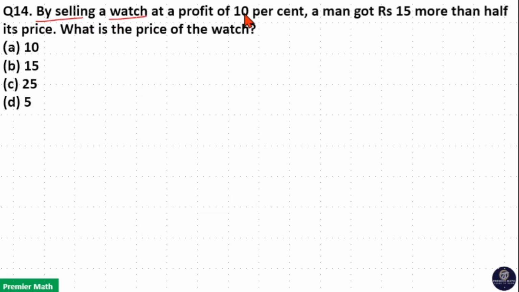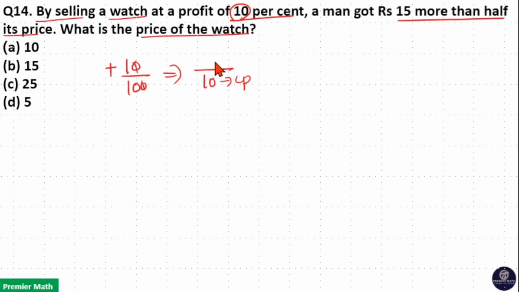By selling a watch at a profit of 10%, a man got 15 more than half its price. What is the price of the watch? Here, profit is 10%. Profit means plus, 10% means 10 by 100. So plus 1 by 10 means if 10 part is the cost price, then 10 plus 1, 11 part is the selling price. Now, this man got 15 more than half its price. So 15 plus half of the price means half of the cost price. Here cost price is 10 part. So 10 by 2 is 5 part. So 15 plus 5 part is the selling price here.